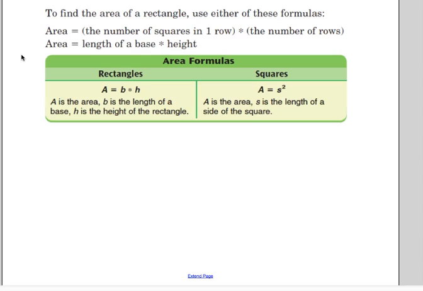So the formula we want to look at is for rectangles. This one right here. Rectangles, area formula. Right here it is. Area equals base times height, where your capital A is the area, your lowercase b is the length of a base, and your h is the height of the rectangle. Okay, area equals base times height.